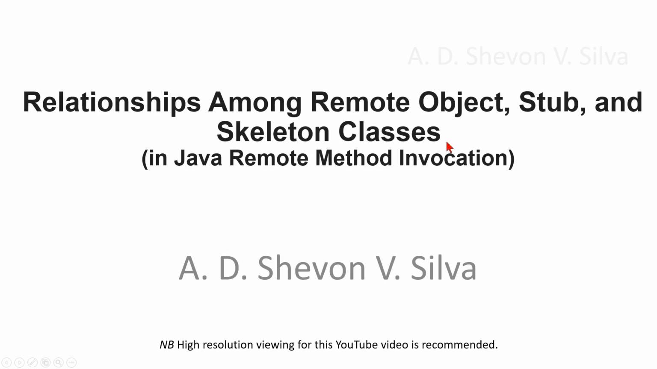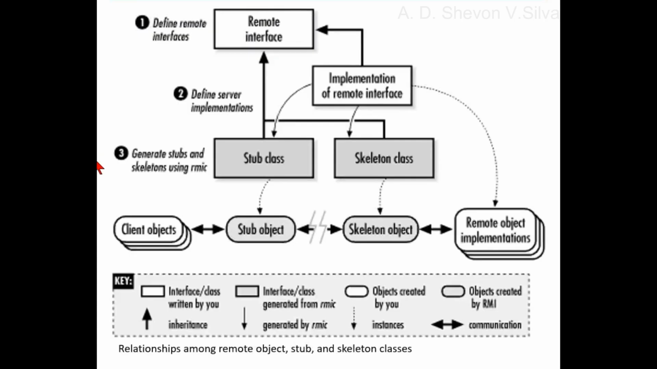Relationships among remote object, stub, and skeleton classes in Java remote method invocation. Here you can see the relationship among remote object, stub, and skeleton classes.